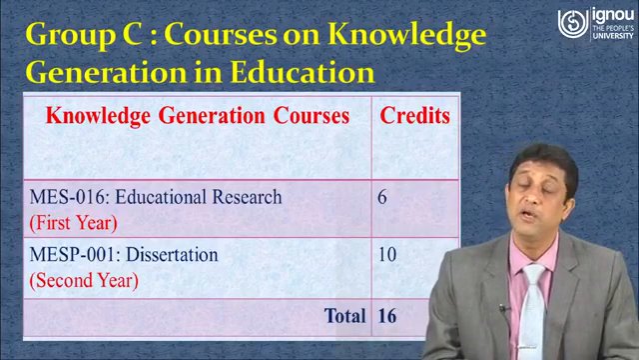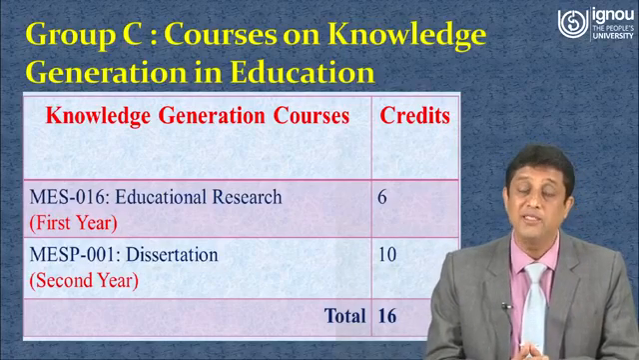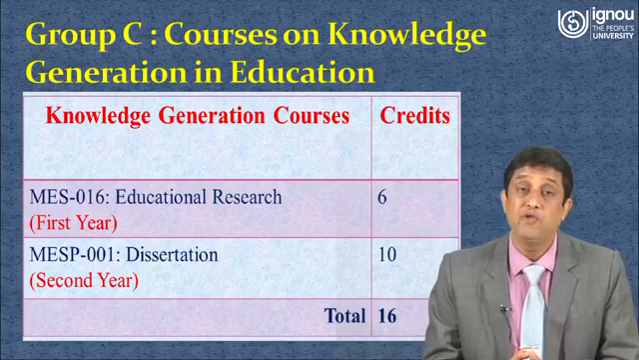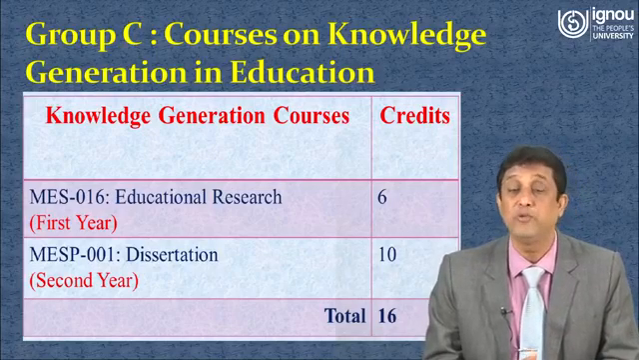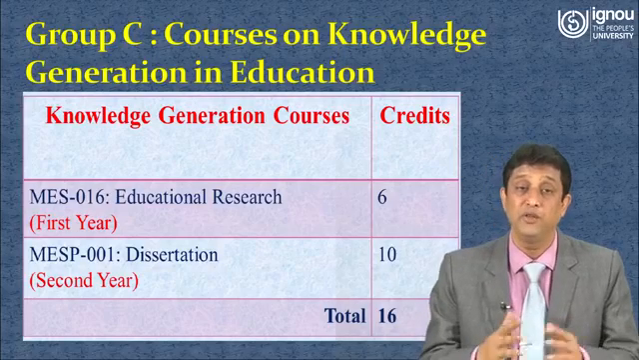Earlier I have said that in group A you have to study 4 credits, and in group B you have to study 24 credits. And in group C, for first year you have to study 6 credits. So total 34 credits you have to study in the first year.